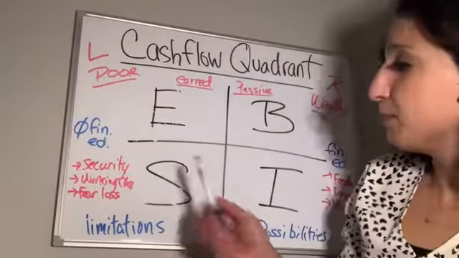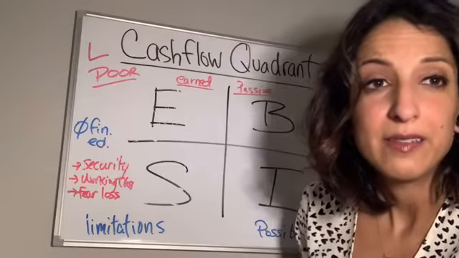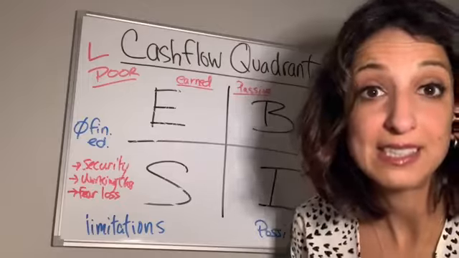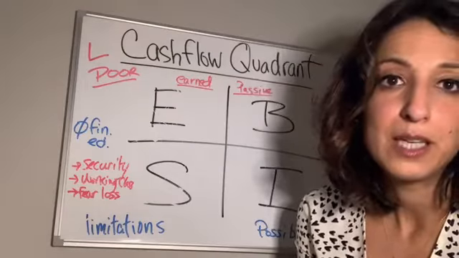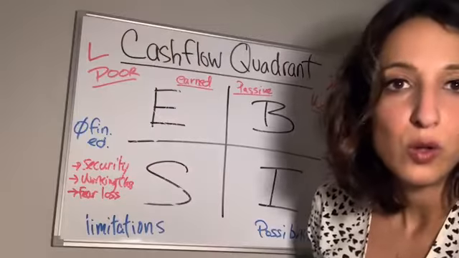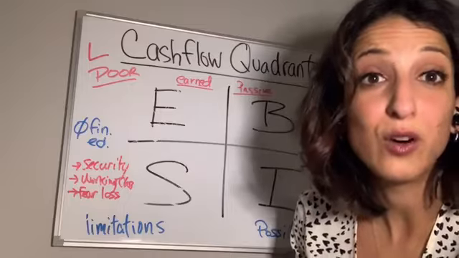Self-employed, what happens here is that you can actually make a lot of money, right? A lot of doctors start private practices. They make a lot of money there, consultants, coaches. The problem with this quadrant is that you no longer have time. So you suddenly are working all the time.